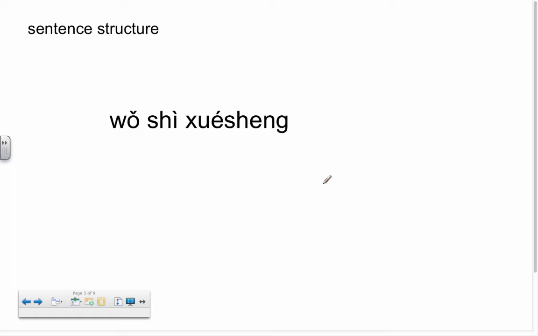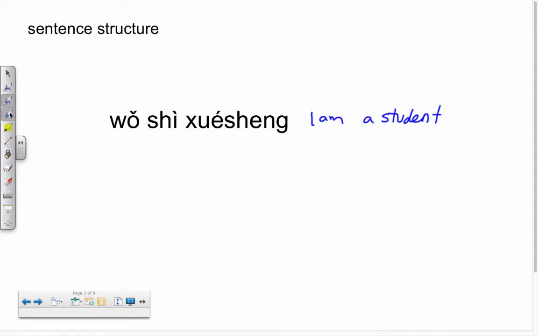Moving on, let's talk about sentence structure. So sentence structure in Chinese is also really not that bad. So here's a little sentence for you. 我是水生. 我是水生 means I am a student. And you guys, I know, have been looking at the vocab, so you guys know those words. And so what are these parts of speech here? Well, 我, of course, is the subject, I.